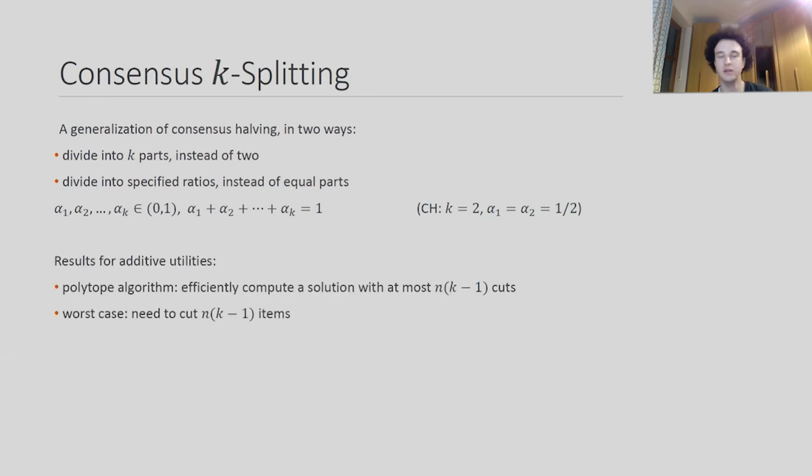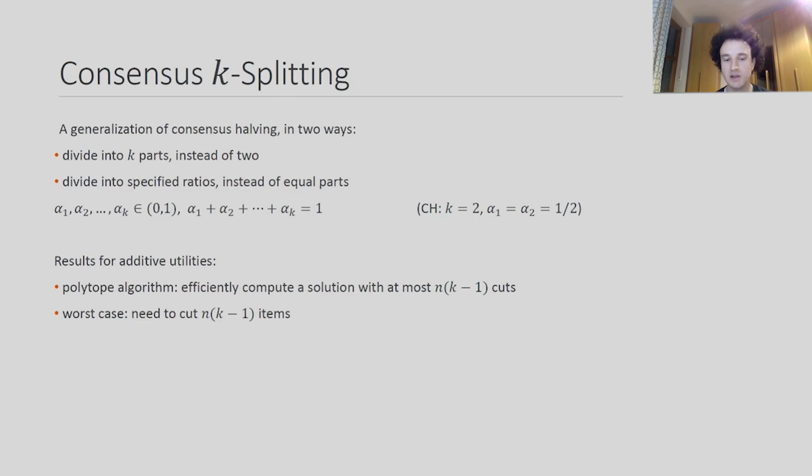And what we show is that the polytope algorithm can be generalized to this case. Again, in polynomial time, you can compute a solution where you are going to cut at most n times k minus 1 items. So this is the upper bound that we get here. And what we show is that in the worst case, you might actually have to cut that many items. So it's tight in that sense.